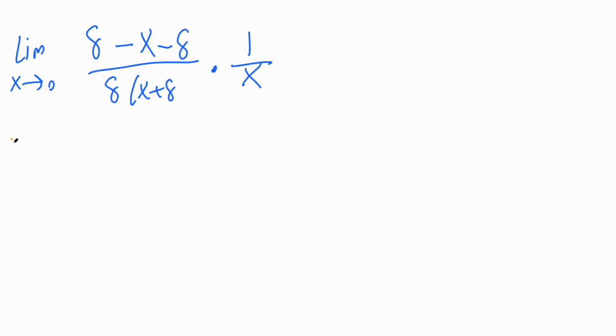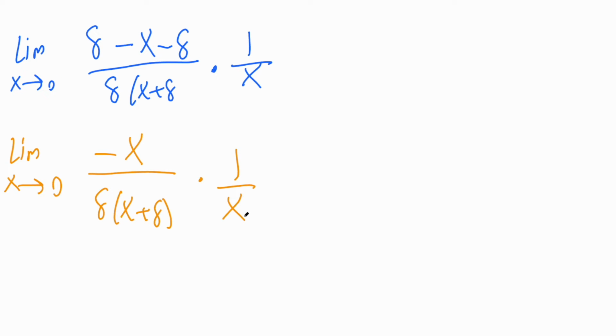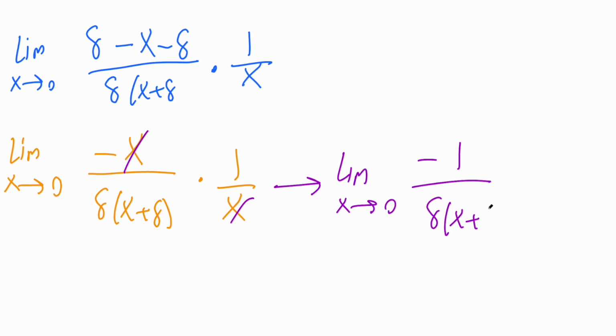Okay, we can kind of clean up some more. So we have the limit as x approaches 0. 8 minus 8 is 0, so we have negative x divided by 8 parentheses x plus 8 times 1 over x. And so the x's cancel. And we are left off with the limit as x approaches 0 for negative 1 divided by 8 parentheses x plus 8. How we got the negative? Because of this piece right here.